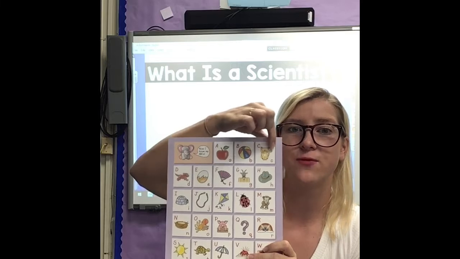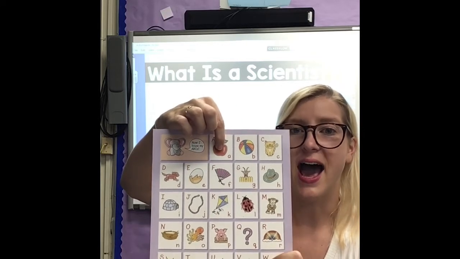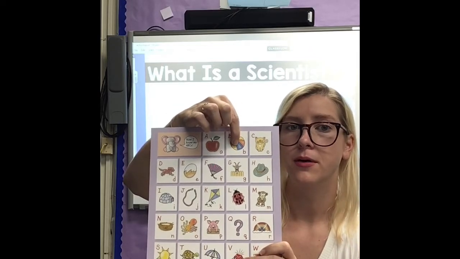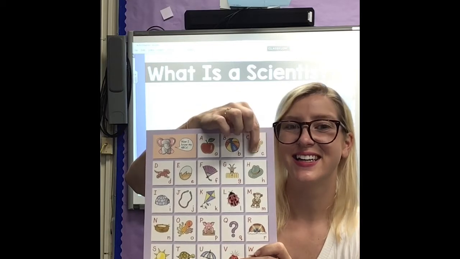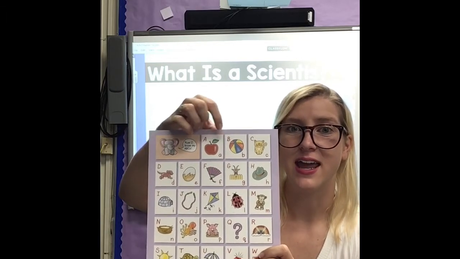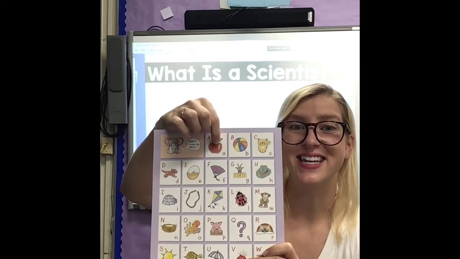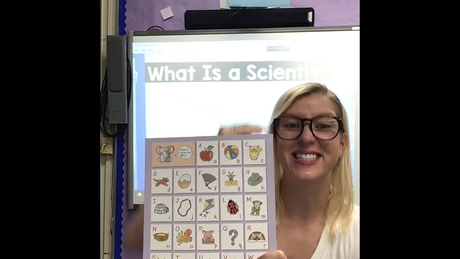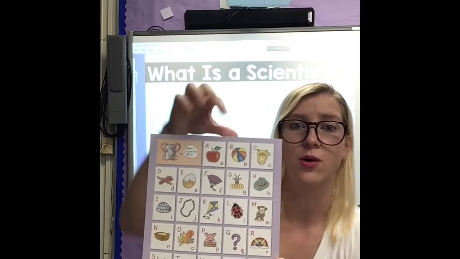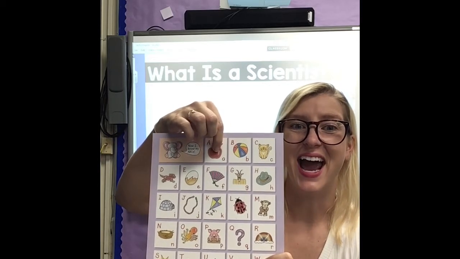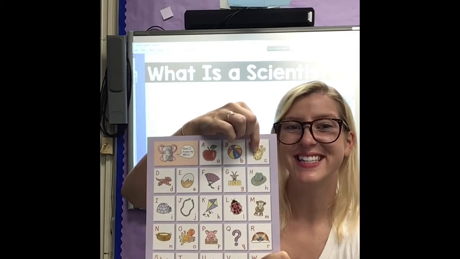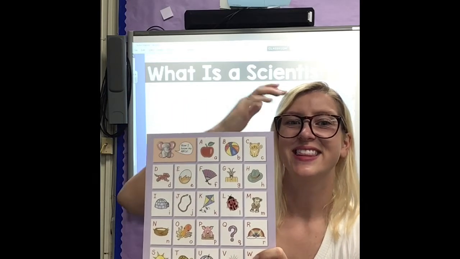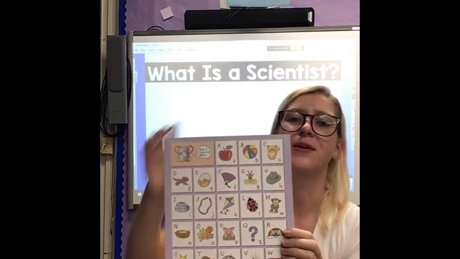Let's try it with just the first 3. A, apple, A. B, ball, B. C, cat, K. We said the name of the letter, A, B, and C. We said the name of the picture, apple, ball, cat. And then we said the sound that we heard at the beginning of that picture word. Apple says A, ball says B, cat says K. So we said the name, the picture, and the sound. Now let's go through all of them together.